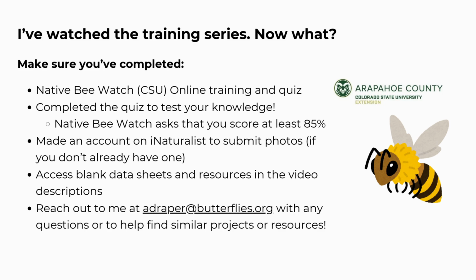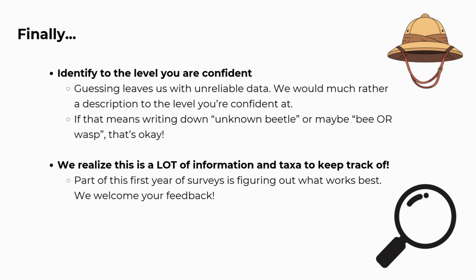Finally, I'm going to leave you with a reminder to identify to the level that you are confident during your surveys. So if that means writing down something as an unknown beetle because you're not sure, maybe it was a bee or a wasp, I'm not sure, that's perfectly all right. Guessing leaves us with some more unreliable data, and we want to show off what community science can do.